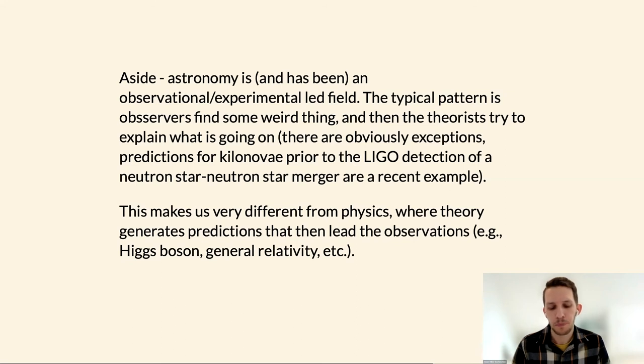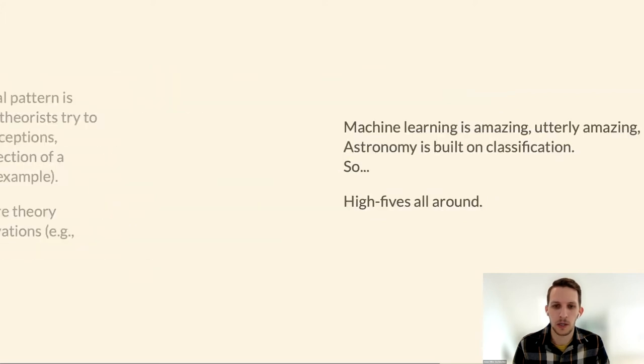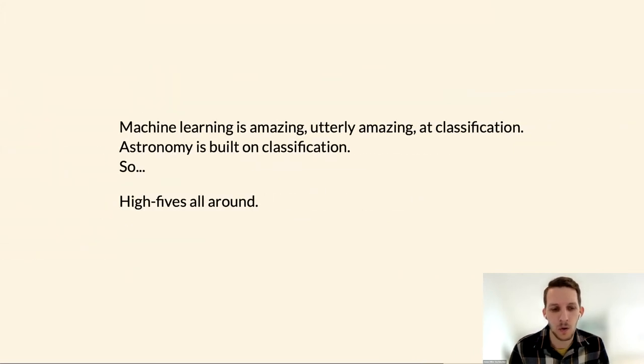Okay, but with those few exceptions aside, astronomy is actually very different from physics in this sense, where theory generates predictions and then that leads to observations. So this is like the very famous and recent search for the Higgs boson. General relativity is a theory that first came and then later was confirmed by observations. And so machine learning is amazing, utterly amazing at classification, and astronomy is built on classification.